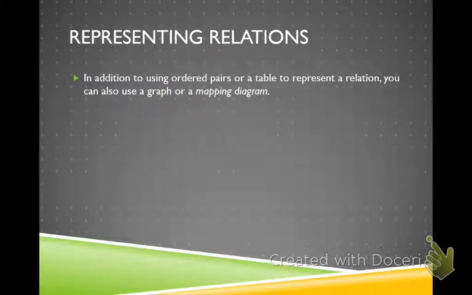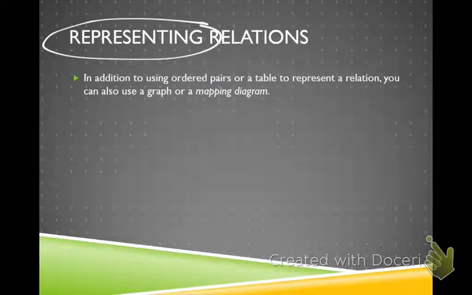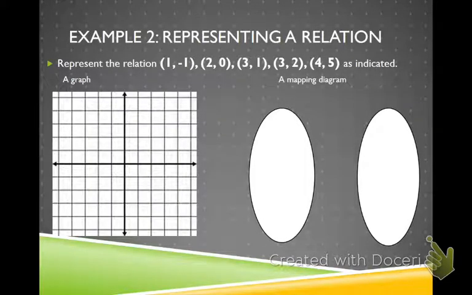So now we're going to look at 2 ways that we can represent a relation. What it means by representing a relation is we're just showing what it would look like if it were on a graph and if it were on a mapping diagram. So we're not solving anything, we're just showing the relation in a way that maybe is a little more easily readable, but we're not solving anything. All right, so there's 2 ways that we can do that. We can do it on a graph and we can do it on a mapping diagram.